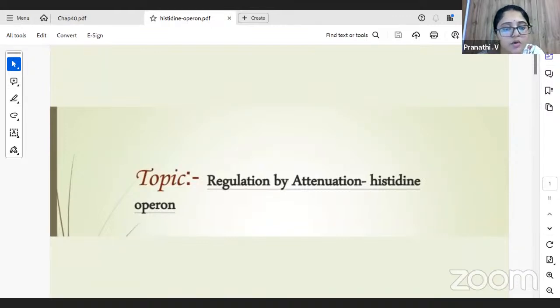When it comes to the operon concept, I think we have the lac operon, tryptophan operon, and histidine operon. Right now I'll finish up to the operons, and then go ahead with the others in the next class.